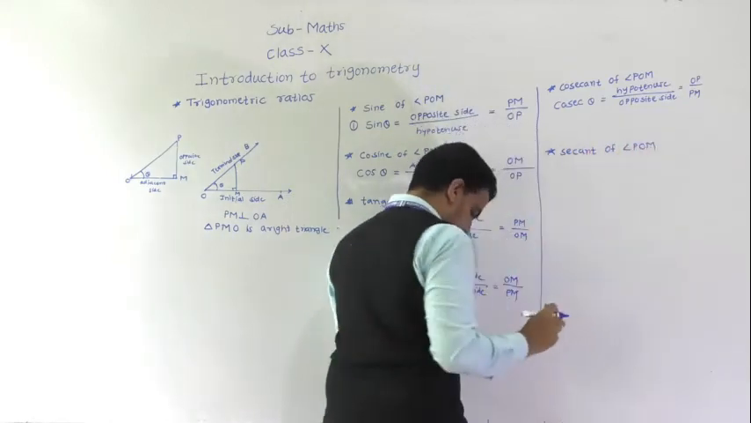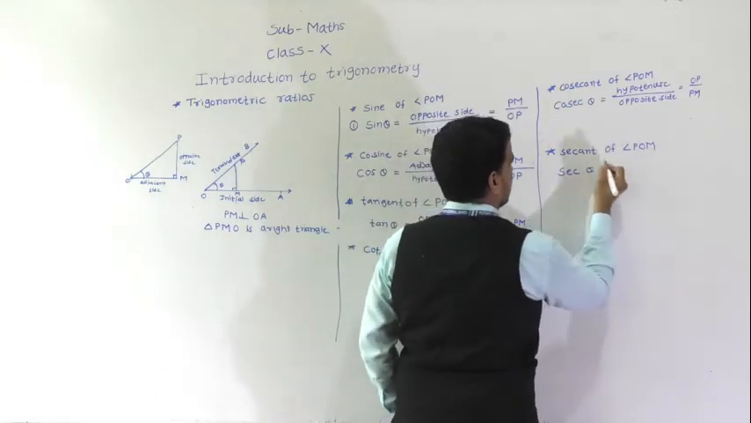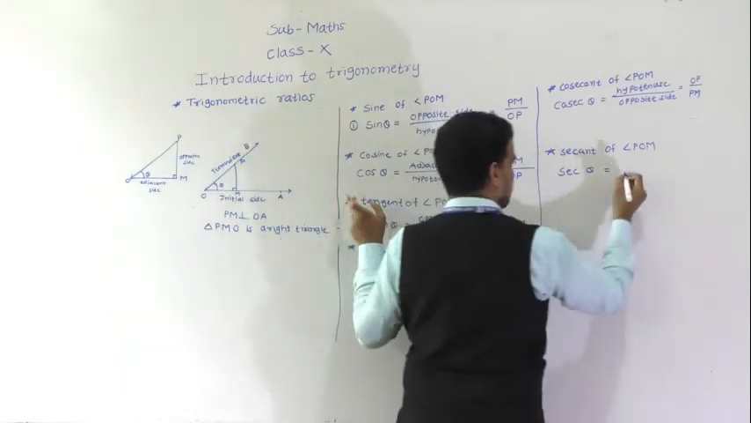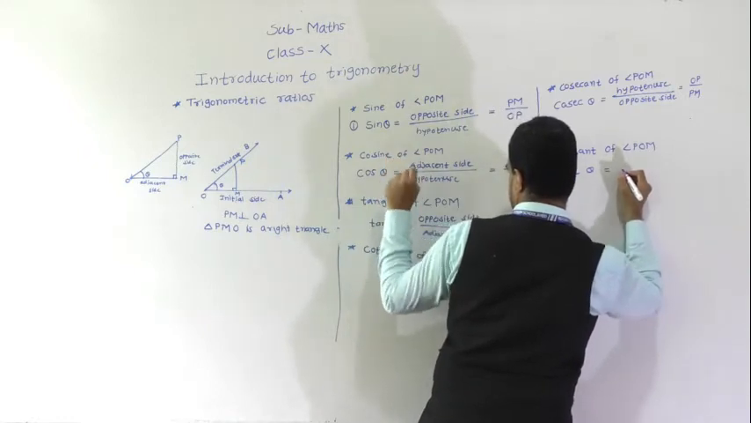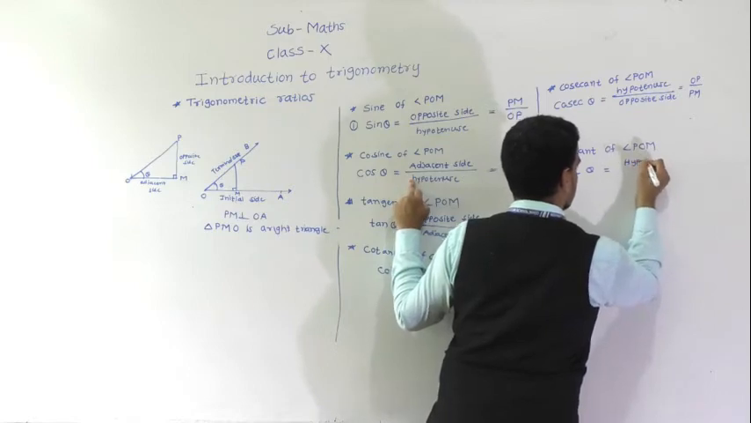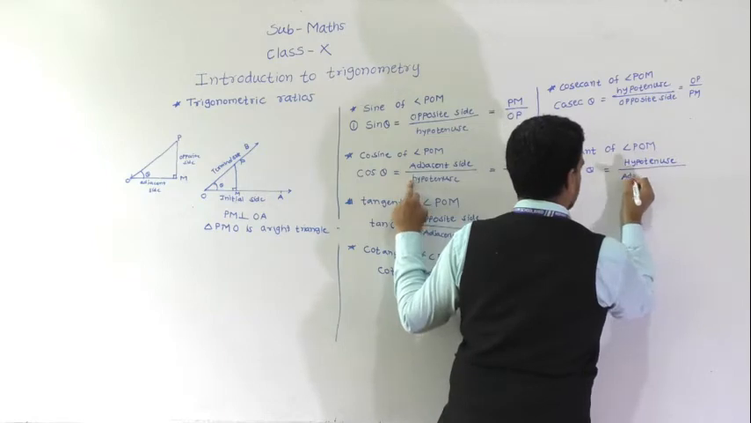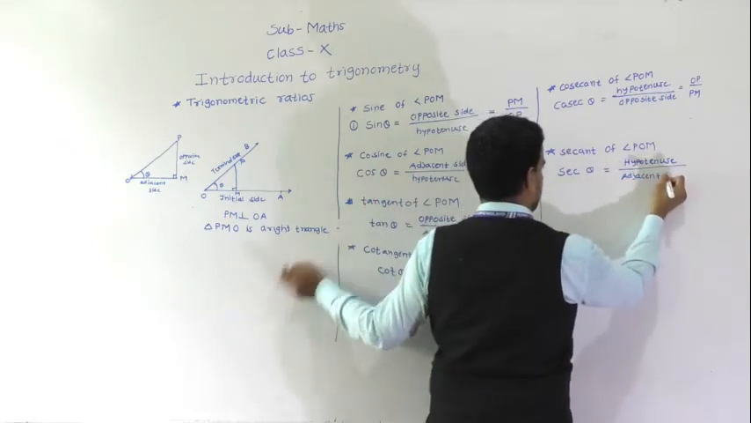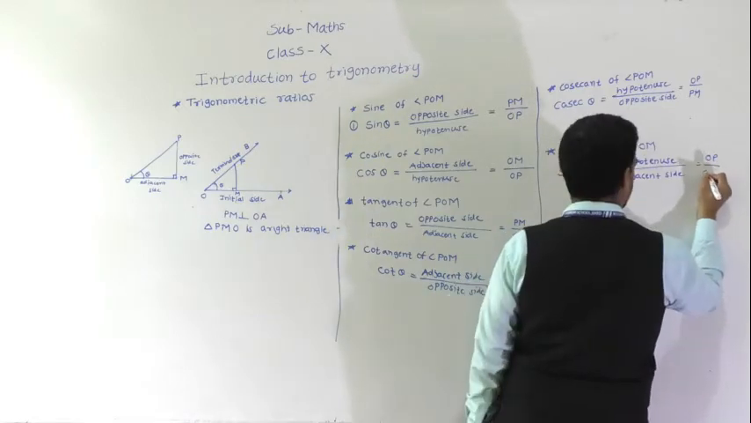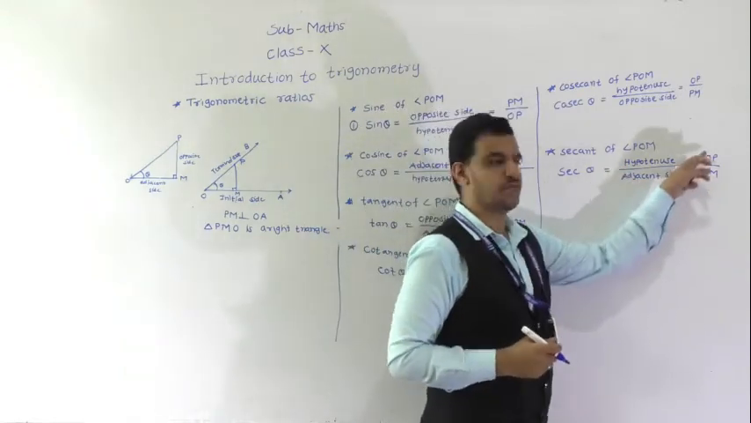So that secant of angle POM we denote as sec theta. Sec theta is the reciprocal of cos theta. Here cos theta is adjacent side upon hypotenuse, so sec theta is hypotenuse upon adjacent side. Hypotenuse is OP, adjacent side is OM. So sec theta is hypotenuse upon adjacent, that is OP by OM.